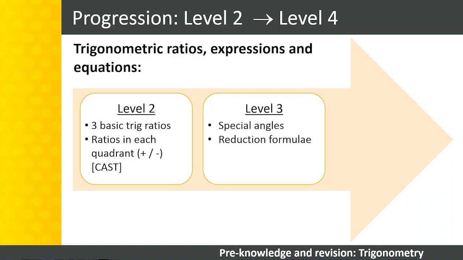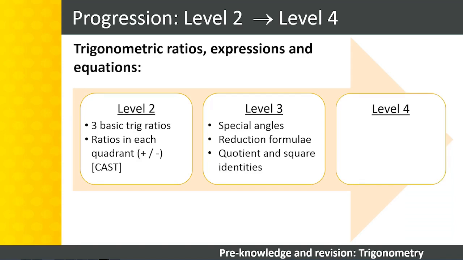They learn about the reduction formulae using the cast diagram and cofunctions. Students evaluate expressions in all of the quadrants. They also learn the quotient and the square identities. In Level 4, students combine all prior work and also learn to use compound and double angle identities.